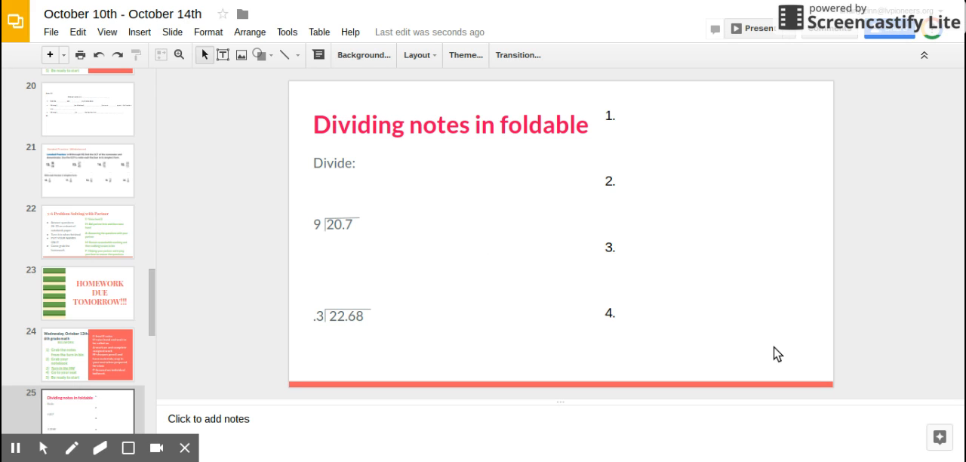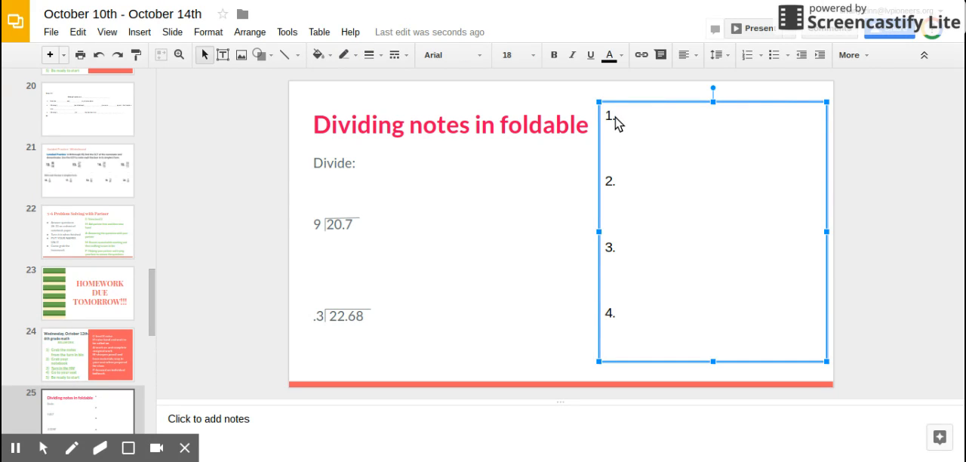Okay, so this is in your foldable. Hopefully you still have your foldable. If you lost it, I have some extra copies, but it's what we used last week. We're doing the last section of it today. We did dividing decimals by whole numbers yesterday, but this is dividing decimals by decimals. So bumping up a little bit harder.